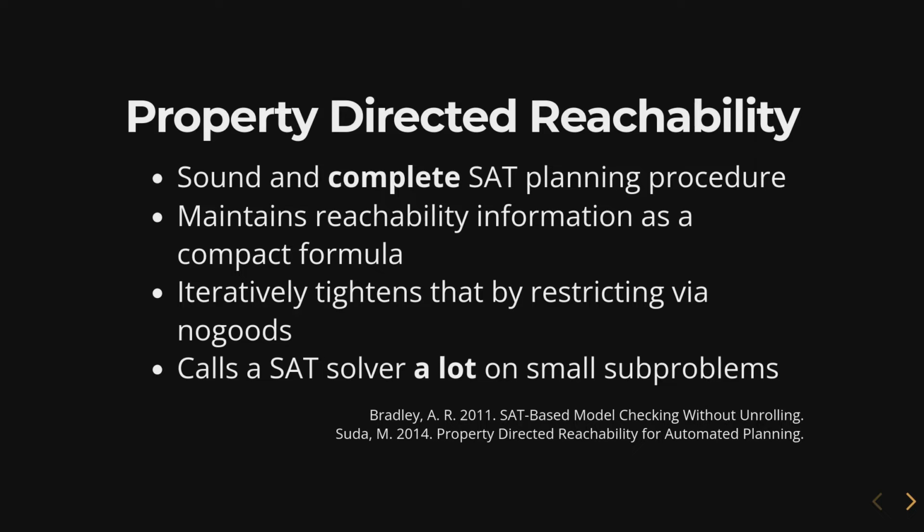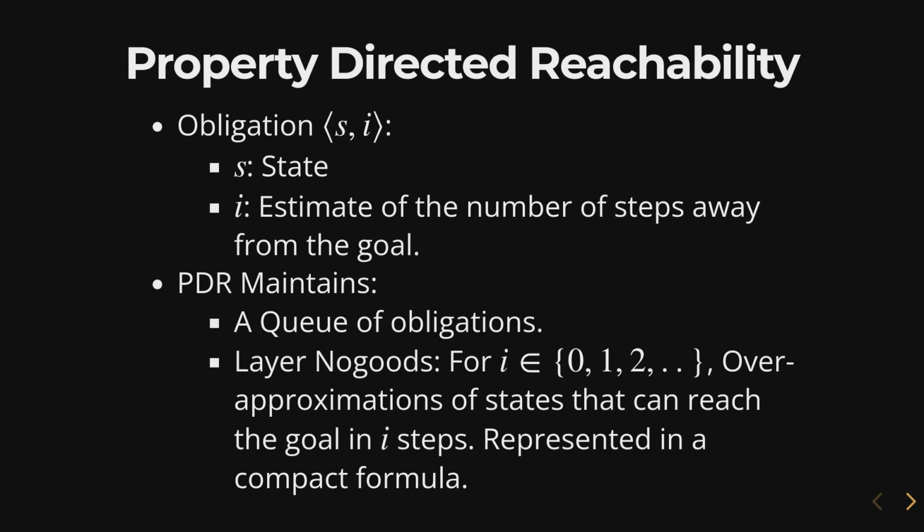A bit more specifically, let me introduce the notion of an obligation. This is a state combined with an estimate of the number of steps away from the goal it is. PDR then maintains a queue of obligations to process. PDR also maintains, for each number of steps away from the goal, i, a formula which represents an over-approximation of all the states that can reach the goal in i steps. Initially, this is the loosest possible over-approximation, assuming everything can reach the goal in i steps.